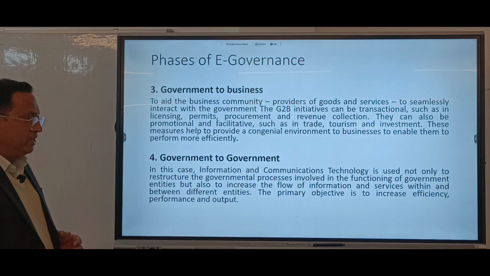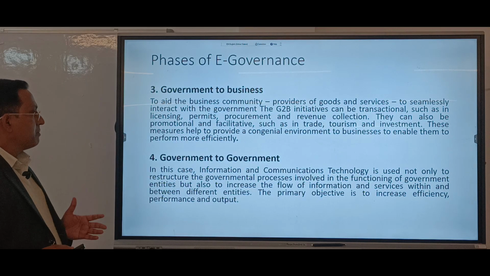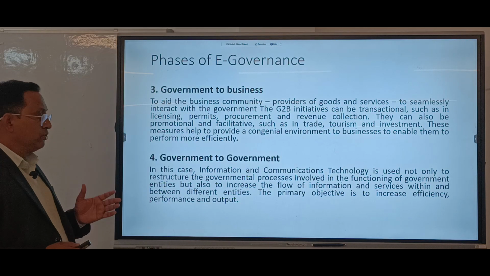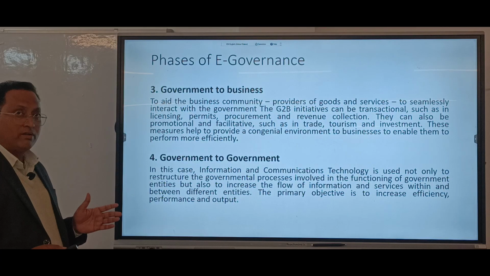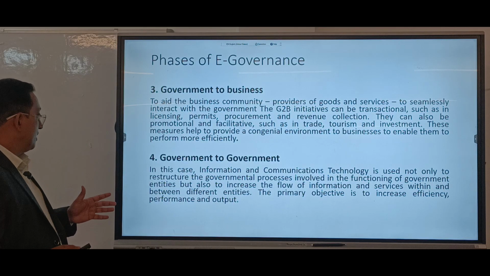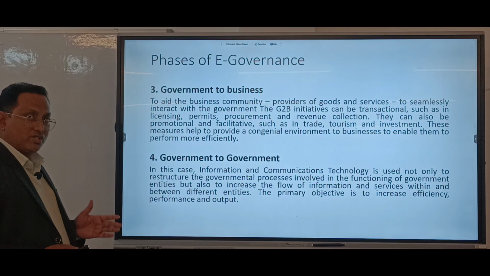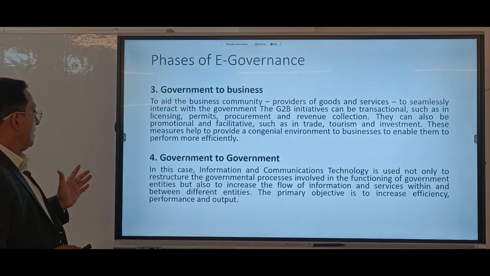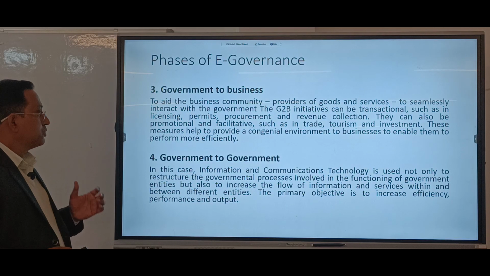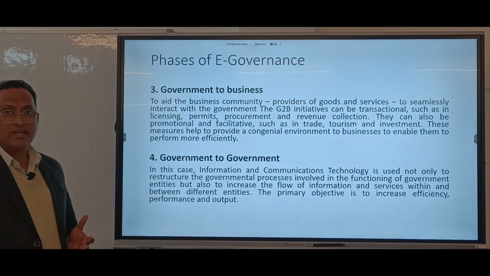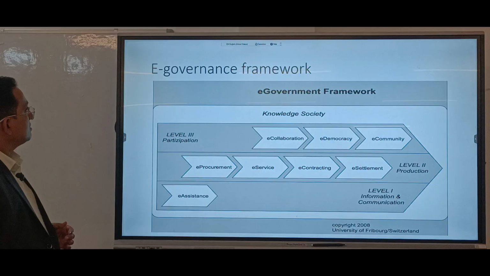The fourth phase of e-governance is government to government. In this case, information and communication technologies are used not only to restructure the governmental processes involved in the functioning of government entities, but also to increase the flow of information and services within and between different entities. The primary objective is to increase efficiency, performance, and output. So these are the four phases of e-governance.